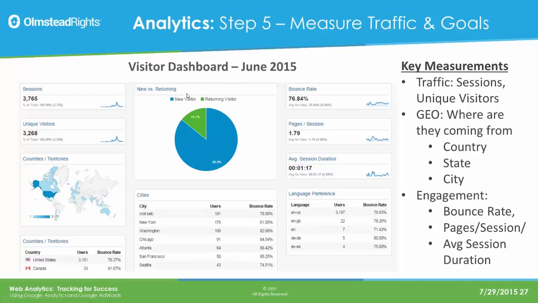We can also see how many are new visitors. So 14% were returning visitors, which is something that's going to grow as the site gets more engagement. And then what cities they're coming from. There's a lot of interest. The "not set" that you see here is probably due to some of the spam that's coming in.